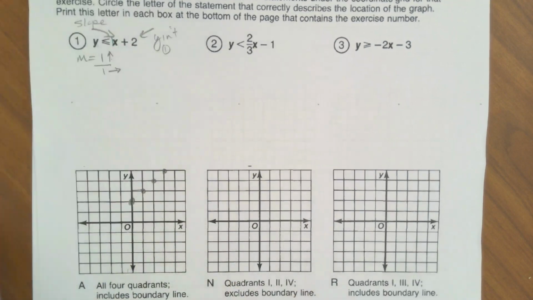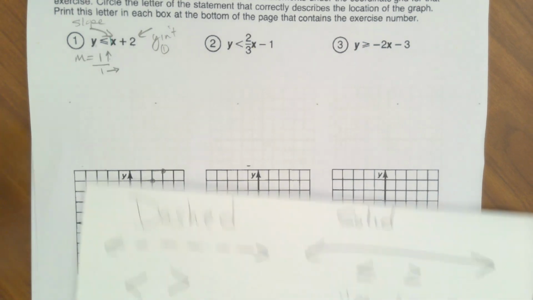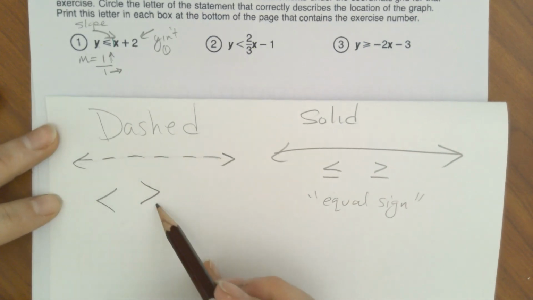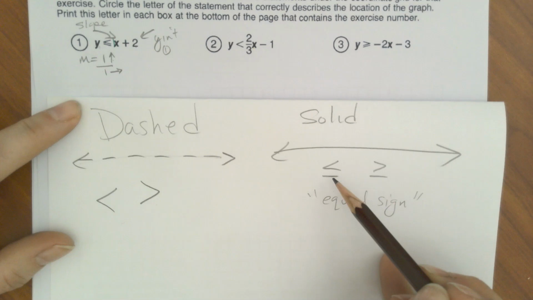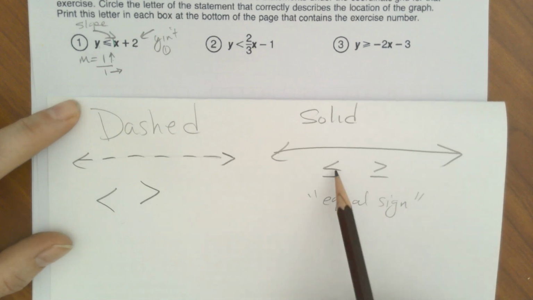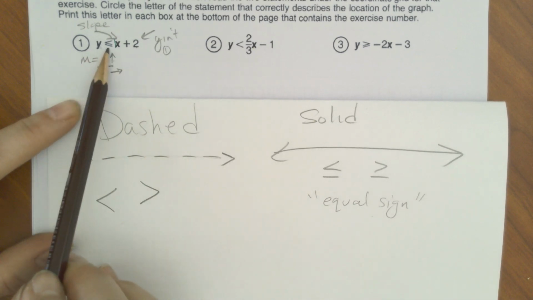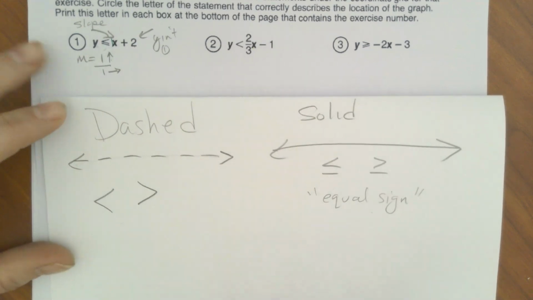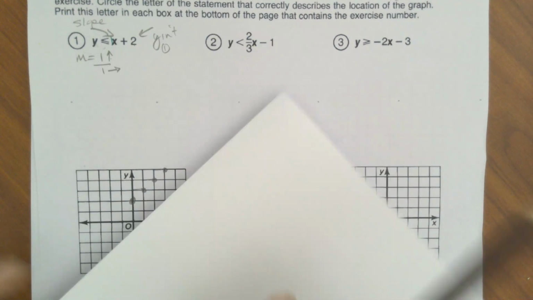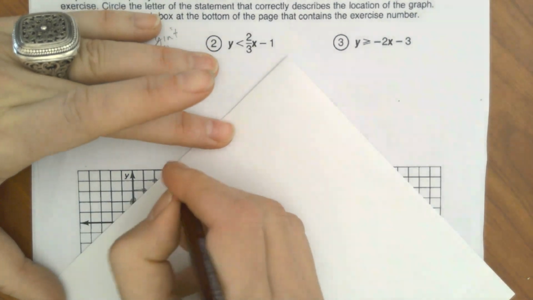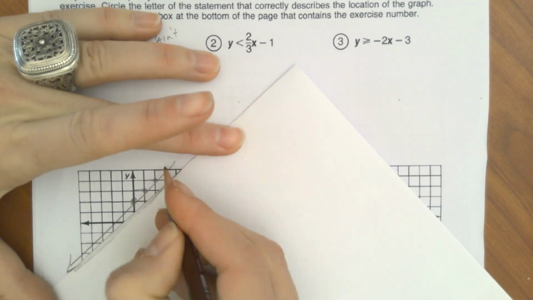Oh, but wait. Do I use dashed or solid? A dashed or solid line? So we use a dashed line when it's less than or greater than, and we use a solid line when it has an equal sign, less than or equal to, greater than or equal to. So this has an equal sign, so we're going to use a solid line. So let's join the points. Make a solid line. Put some arrows on it.